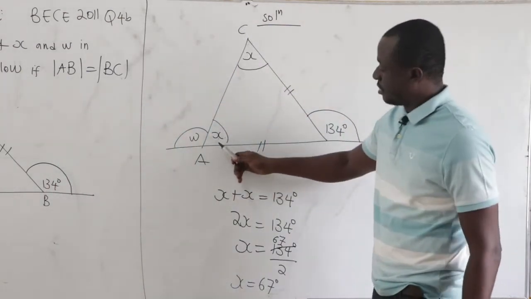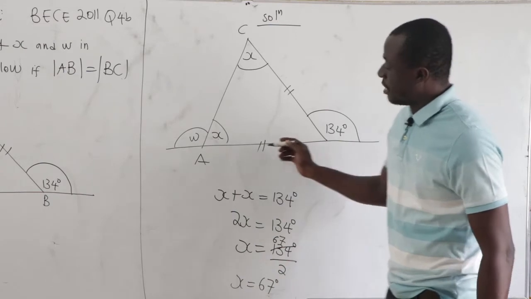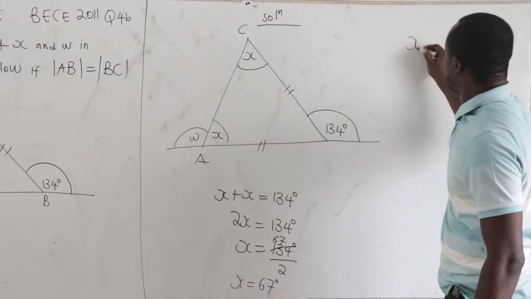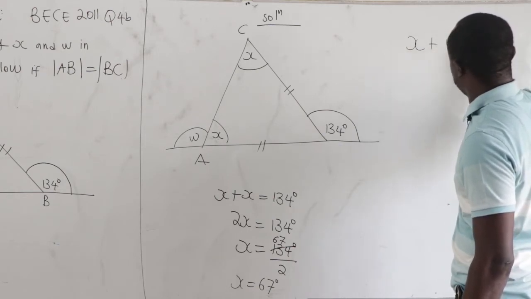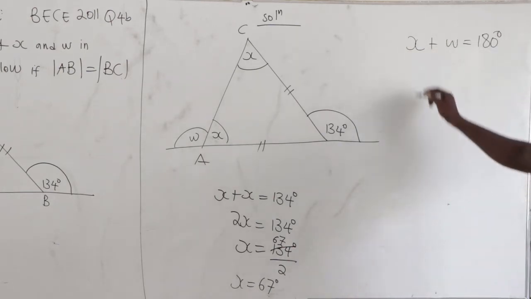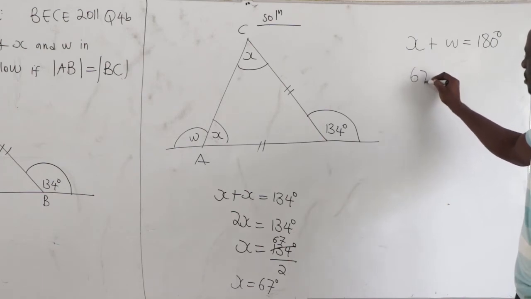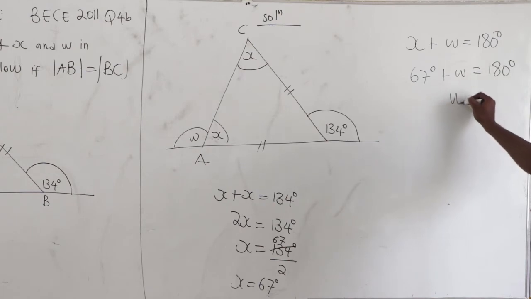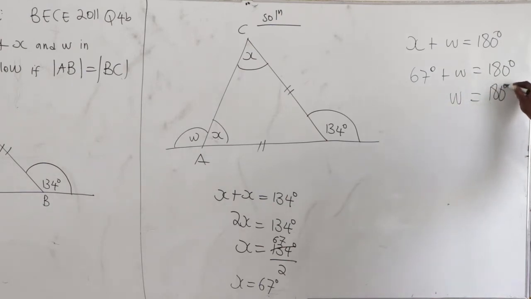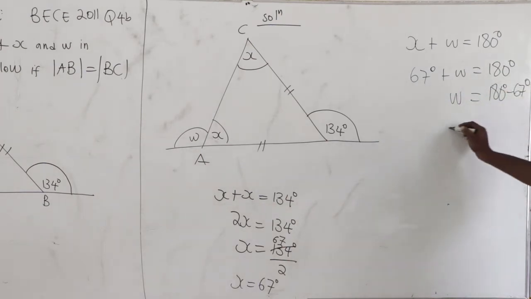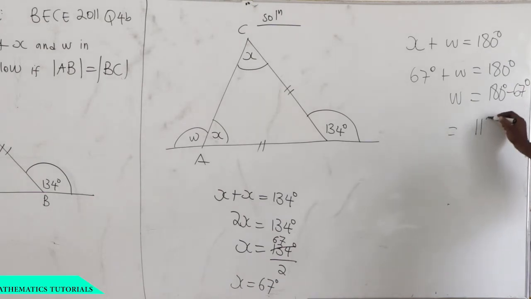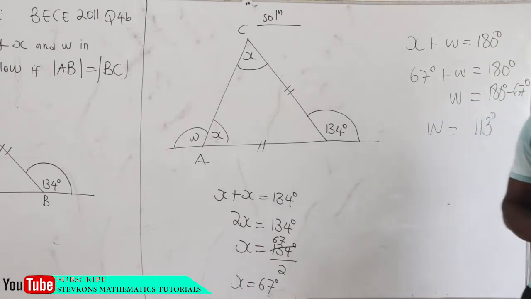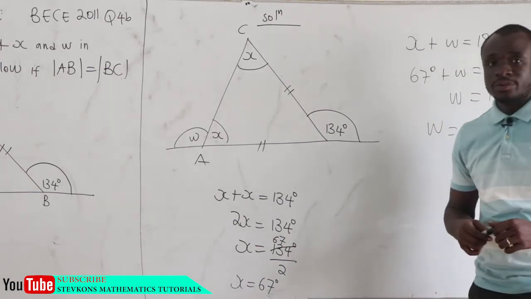So this is 67, this is w. Now, angles on a straight line add up to 180. So x plus w, this is equal to what? 180 degrees. What is our x? That is 67 degrees plus w equal to 180 degrees. Hence our w equal to what? 180 minus 67 degrees. And 180 minus 67, that's 113 degrees. So we have been able to find our answers for x and then w.